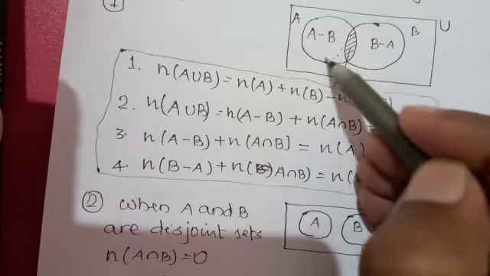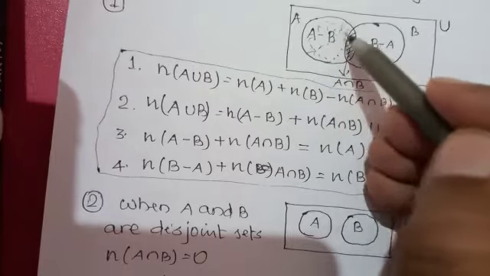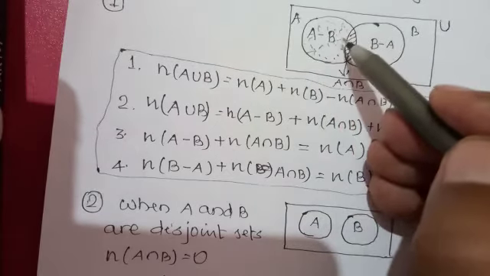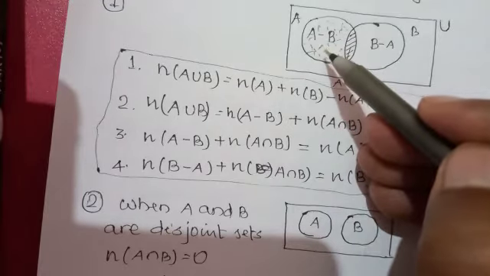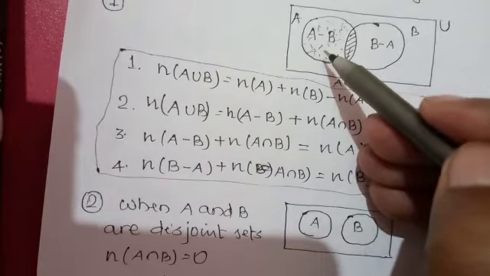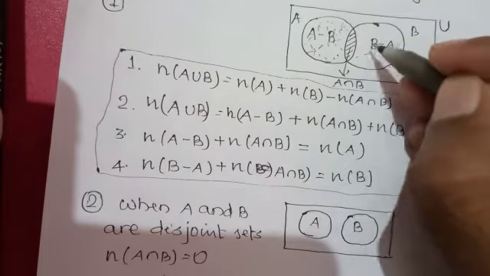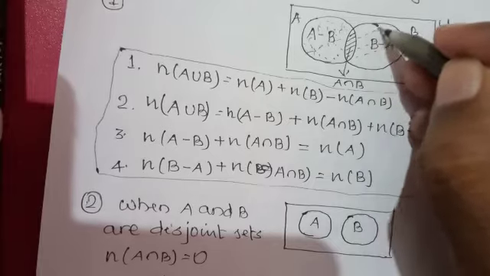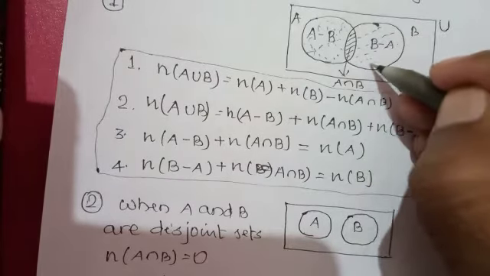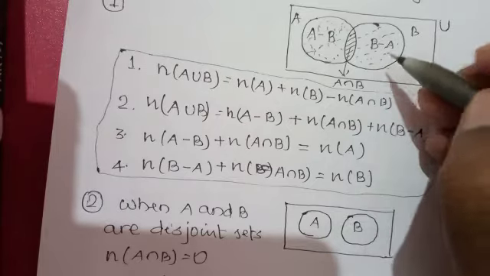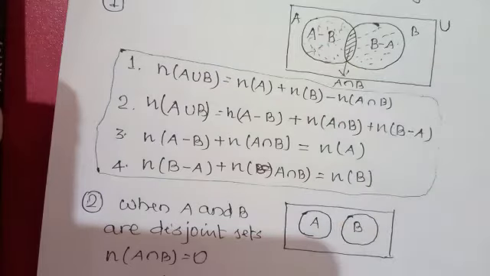These are the regions. The dotted region, what do we say about this? This is that part of set A which does not contain B. Similarly, this will be that part of set B which does not contain elements of set A. So this should be B minus A and this should be A minus B.